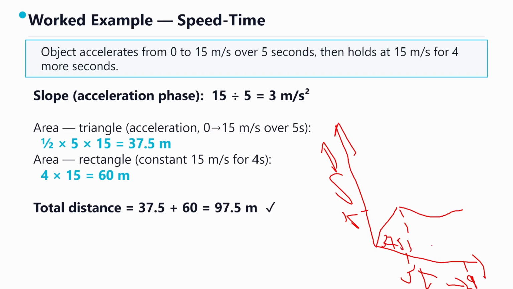And if you do 4, the delta here is 4, multiplied by 15, the height, that's a 60. So ultimately, when you add the areas, you'll get 97.5.